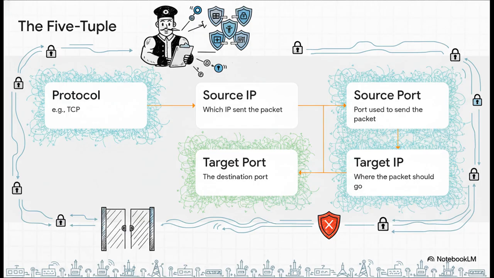Now here's where it gets interesting. That check is super specific. It's called the 5-tuple. Your digital doorman isn't just glancing at where the traffic is coming from, the source IP. No, it's checking the protocol, the exact port it came from, where it's trying to go, and which port it's aiming for. It's like a 5-point identity check for every single connection that shows up.